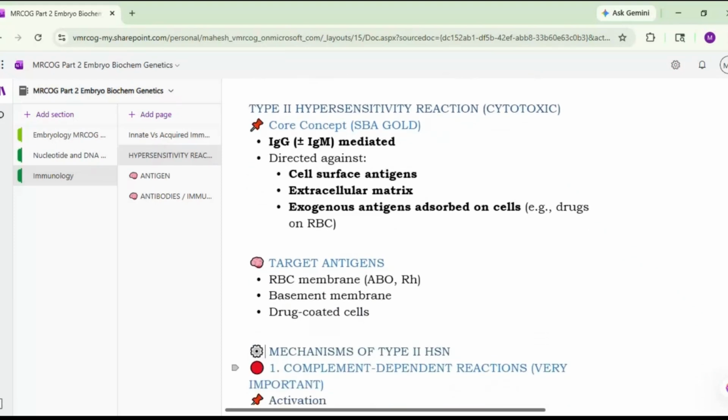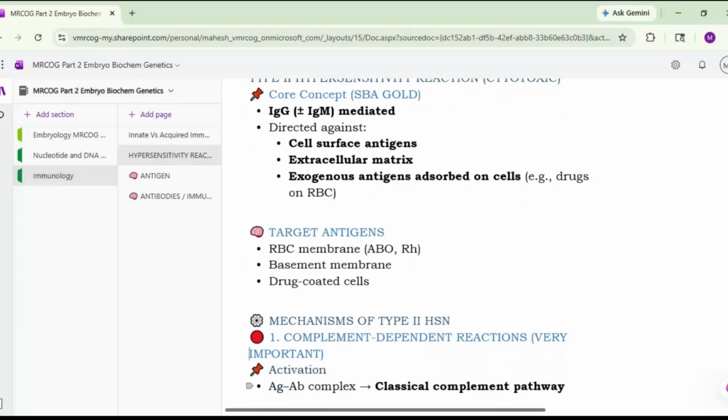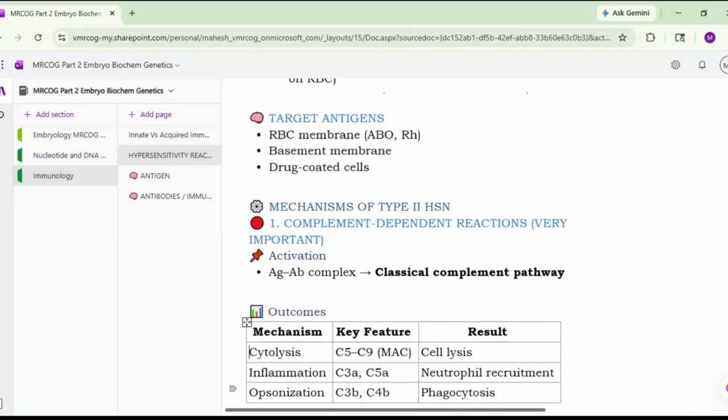What are the target antigens here? Here the target antigens are RBC membrane such as ABO-RH, basement membrane, and the drug-coated cells. These are the target antigens here. Then what is the mechanism in type 2 hypersensitivity?